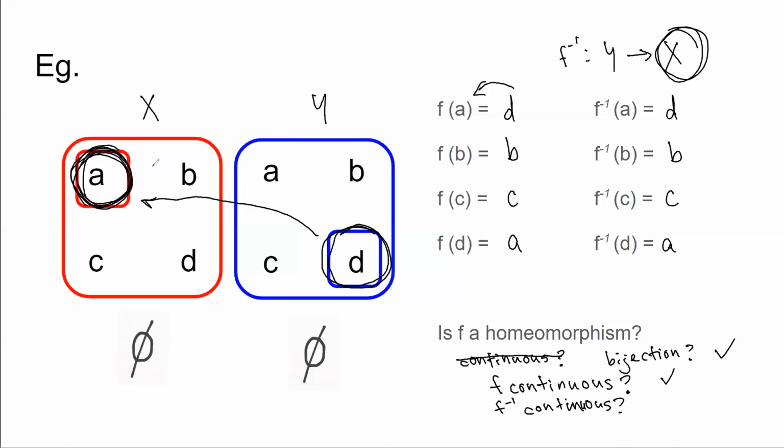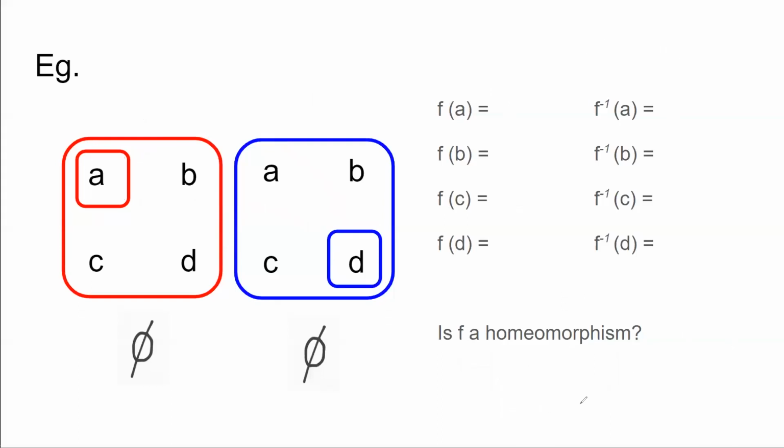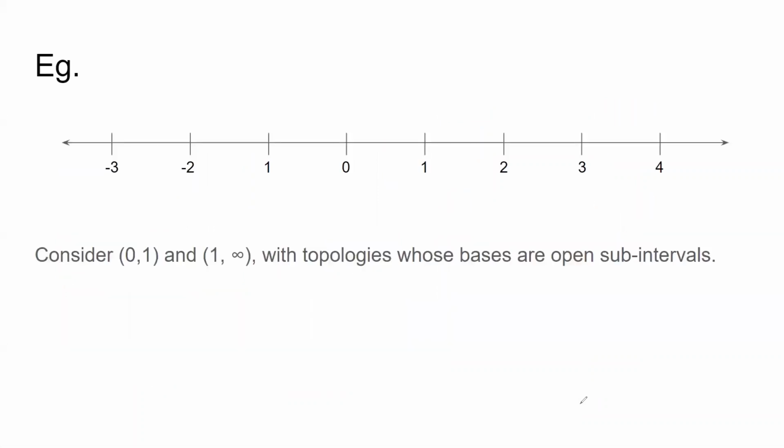It's the one around A, and its preimage is D, which is contained in an open set. So F inverse is continuous. So the answer to this is yes, F is a homeomorphism, which means that these two topological spaces are homeomorphic, or equivalent as topological spaces. Cool. Okay, so this example was maybe a little bit easy because they look very similar. Let's take a look at a slightly more complicated example.